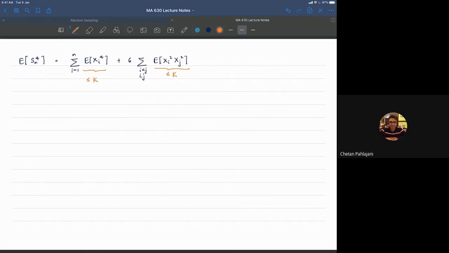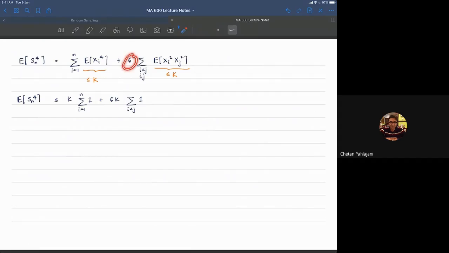So E of Sn to the 4 is going to be less than or equal to k times summation i going from 1 through n of just the number 1, plus 6k times double sum over i less than j of just the number 1. Okay, so what I've done is I've said that this guy is less than or equal to k. Let me pull the k out. And then the summation is still there, so I'm just going to be adding up 1 n times.